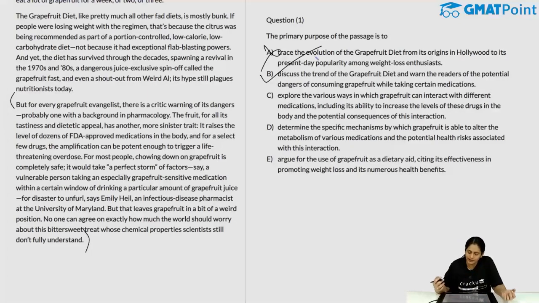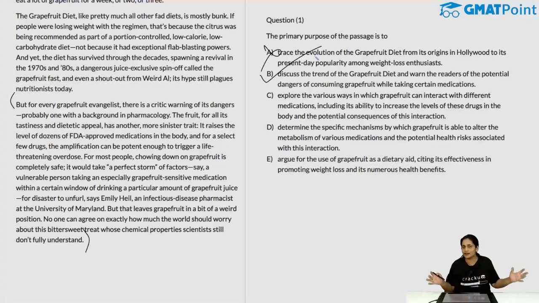Explore the various ways in which grapefruit can interact with different medications, including its ability to increase the levels of these drugs in the body and potential consequences of this interaction. So firstly, he does not mention potential consequences of this interaction. He does not mention any other way in which a grapefruit can interact with different medications. He discusses only one way, which is that it can increase or amplify the effect of certain medications. He does not discuss any other form of interaction as such.